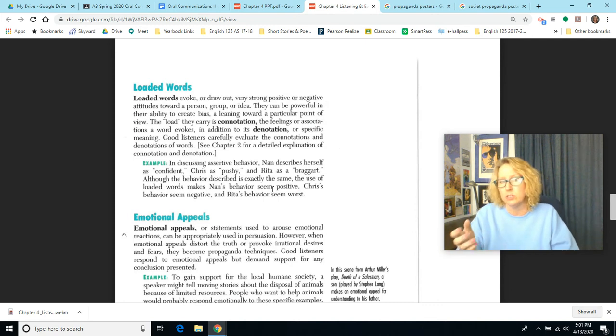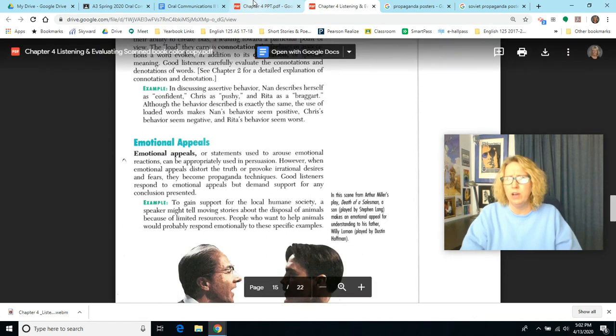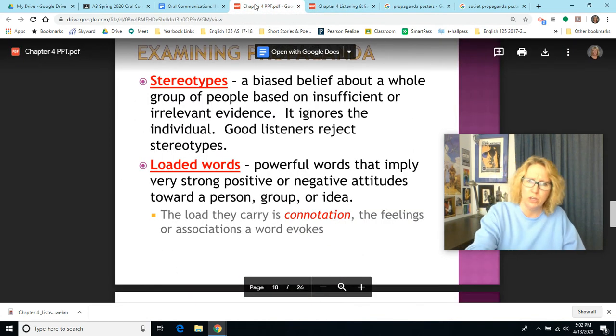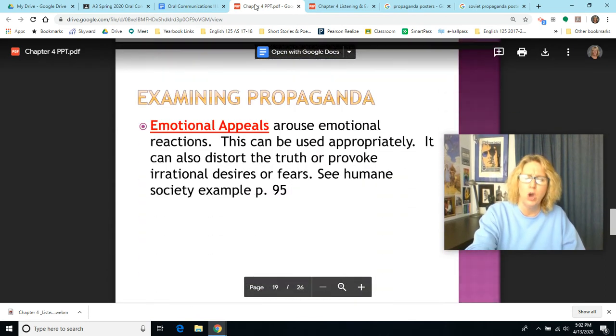Although the behavior described is exactly the same, the use of these loaded words makes Nan's behavior seem positive, because look at the difference. You can be confident, but if you're confident, sometimes you are needing to be pushy. Maybe you're confident in yourself, so you say good things about yourself, but does that mean you're a braggart? You see how some of those words seem to be loaded and make it seem more negative than the others. And then finally, we've got emotional appeals, but let me go back here. Loaded words. I've got to move on past that.